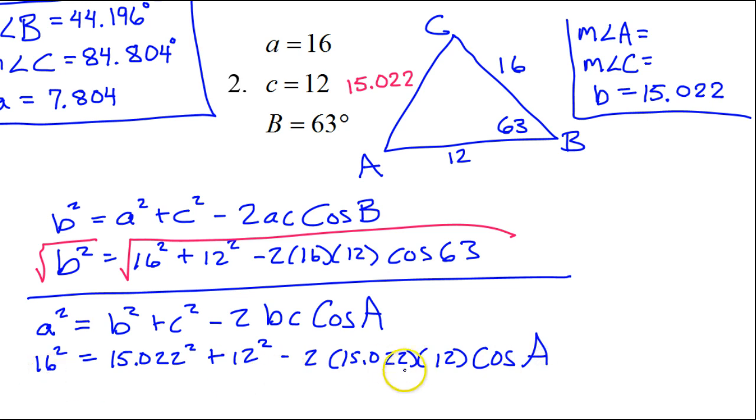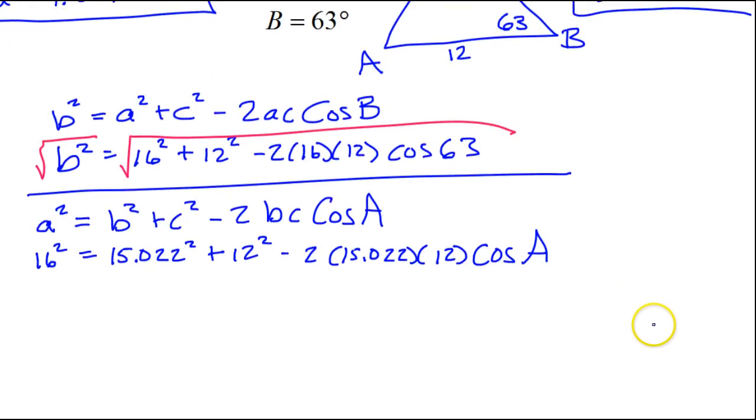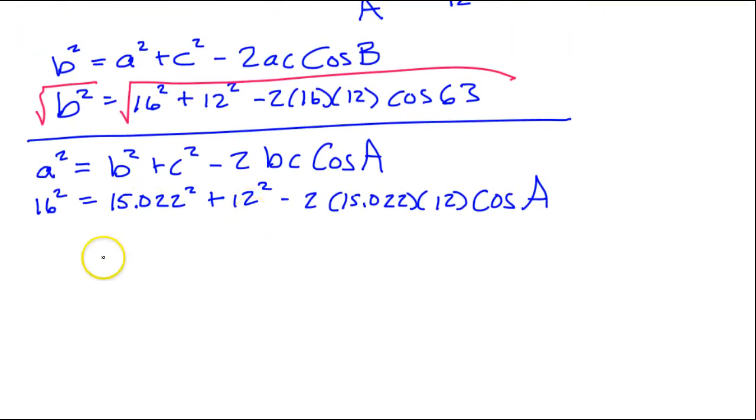So I need to get cosine A by itself. So I'm going to subtract these two terms and then divide by the rest. So if I were to subtract these two terms, that is going to give me 16 squared minus 15.022 squared minus 12 squared. So here I've subtracted these two from both sides.